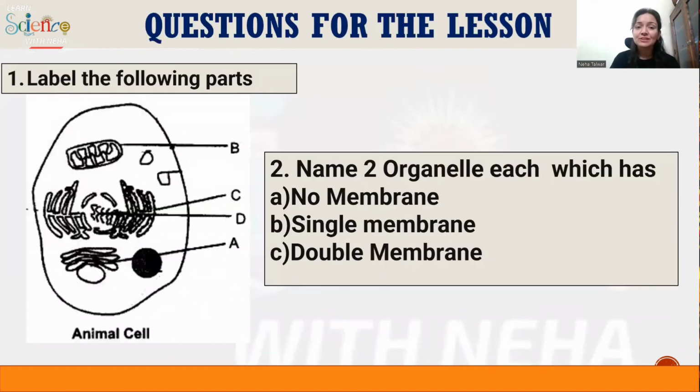This completes your chapter, and these are the two questions which you can give me in my comment section. Number 1, you have to give me labeling of A, B, C and D, and number 2, you have to tell me 2 organelles each. Number 1, which has no membrane, single membrane or double membrane. So this finishes your chapter.